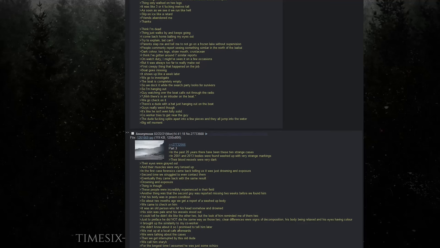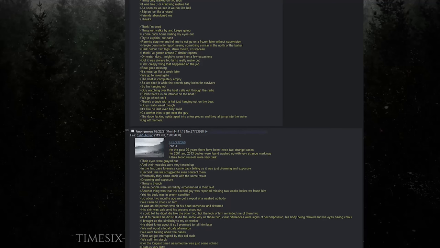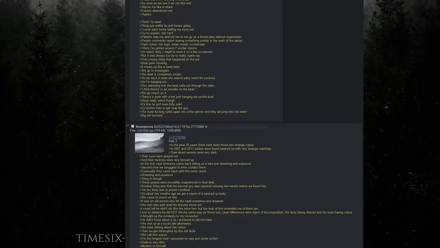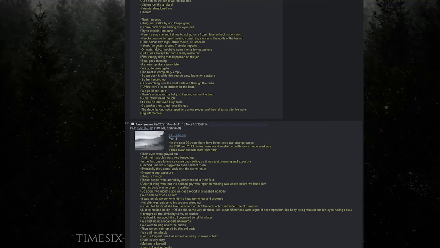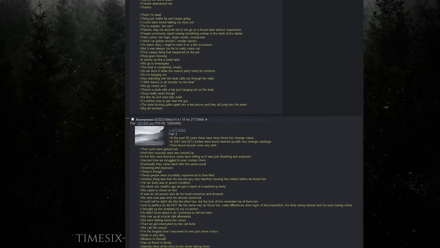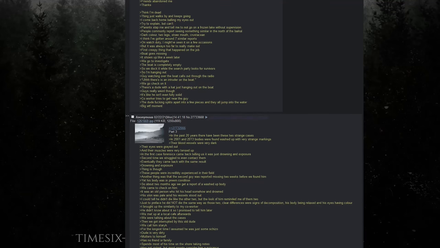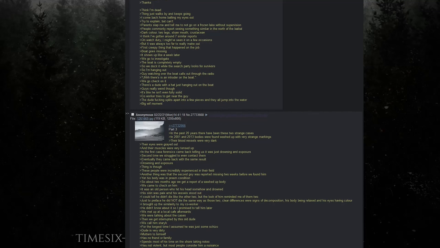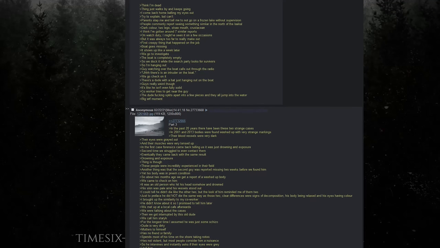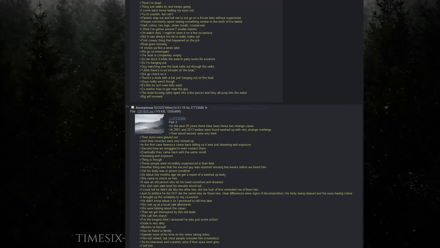Boat goes missing. It shows up like a week later. We go to investigate. The boat is completely empty. So we dock it while the search party looks for survivors. So I'm hanging out. Guy watching over the boat calls out through the radio. There's an intruder on the boat. We go check on it. There's a dude with a hat just hanging out on the boat.